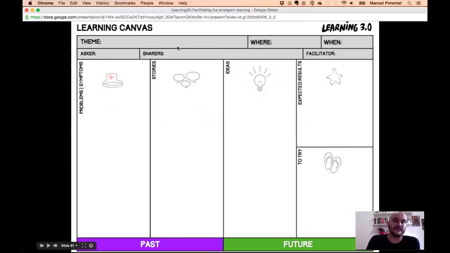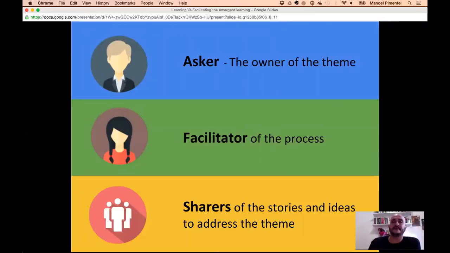After that, we need to choose some actions to experiment, to put in practice some experimentation around these ideas, around these stories, for example. Of course, this canvas has a basic structure, but beyond these structures, it's very important to understand the roles. In this case, we have three roles, right? The asker, the facilitator, and the sharer.